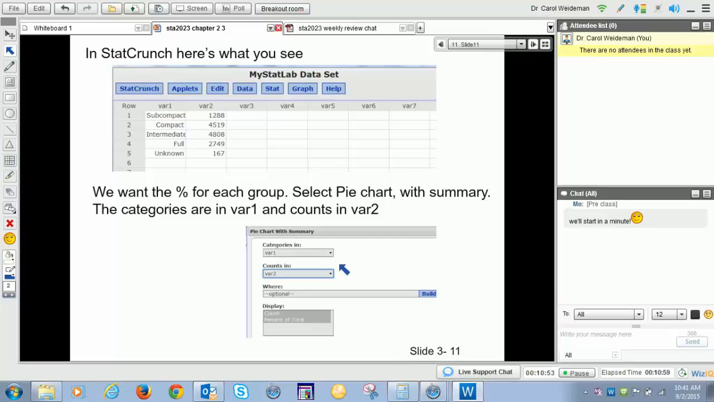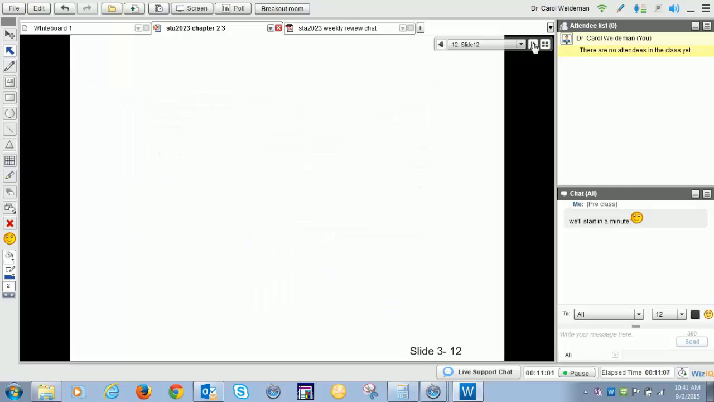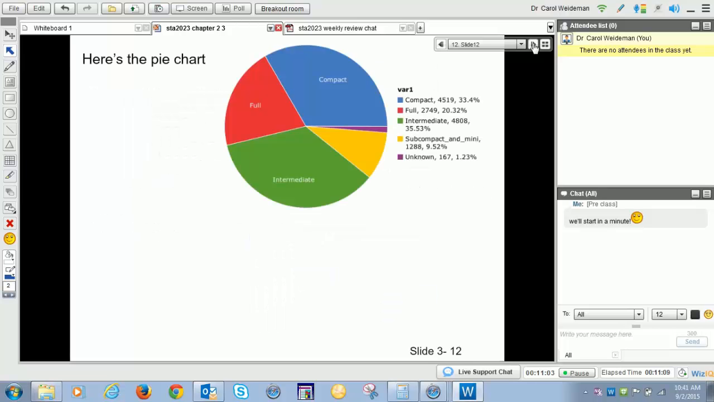So I selected the categories. They were in var 1, this column here, and the counts were here. Then I hit compute. When I got my output and my bar graph, here are the percents right here. It tells you the count within that category and the percentage.